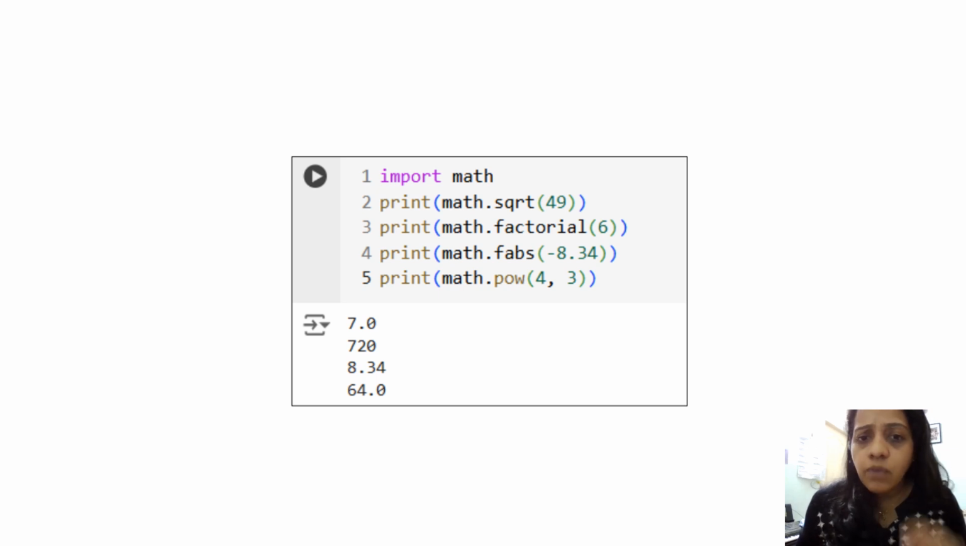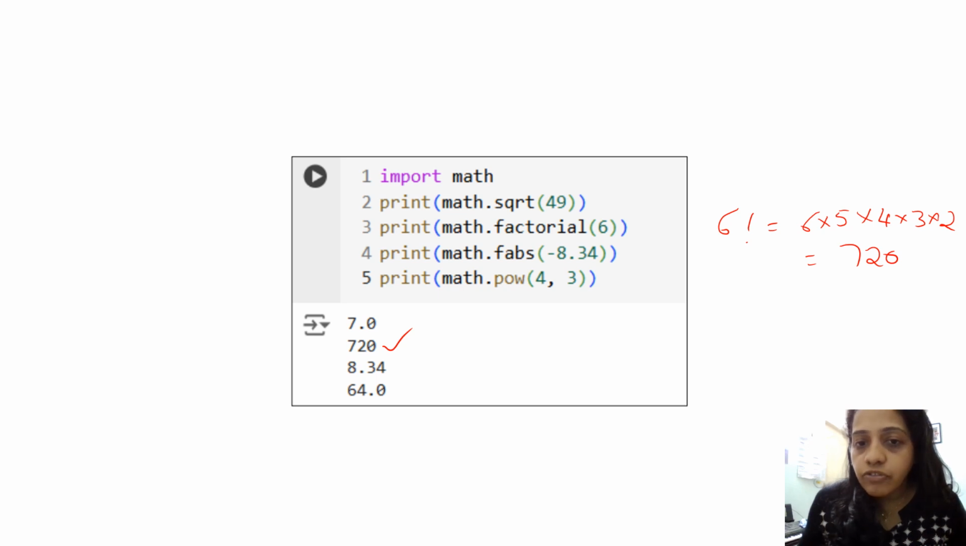In the first line we have already imported math, and after importing math you can use whatever functions are included in math. The first function is sqrt for finding the square root. So sqrt of 49, the answer will be 7. Then math dot factorial of 6 will give the factorial of 6. We know that 6 factorial equals 6 into 5 into 4 into 3 into 2 into 1, so that value is 720. It is shown here. Then fabs gives the absolute value of minus 8.34. The negative sign is removed and the absolute value is 8.34.